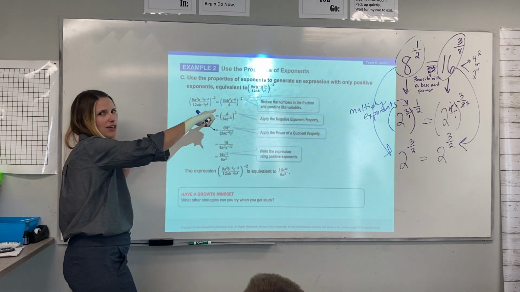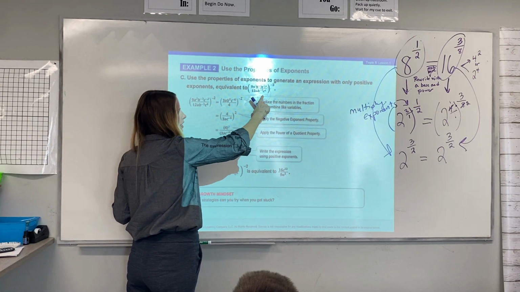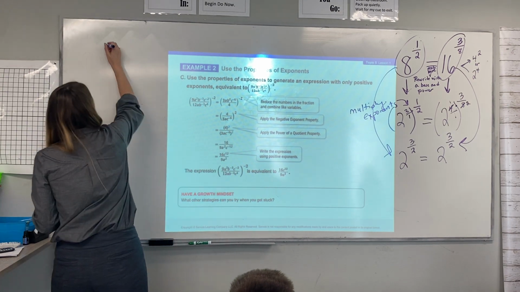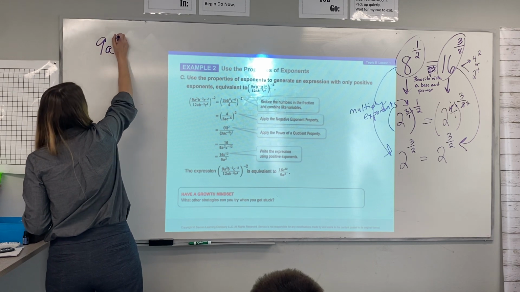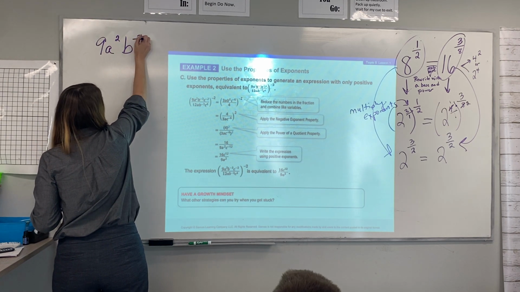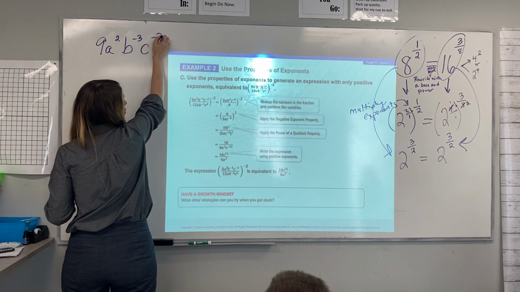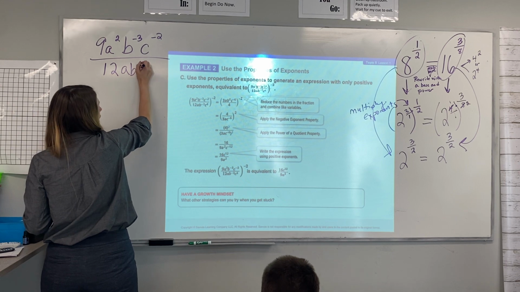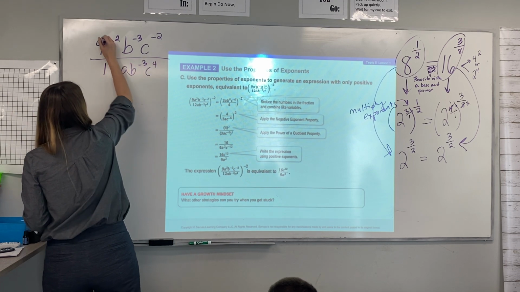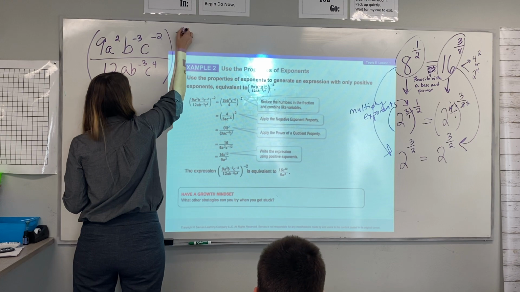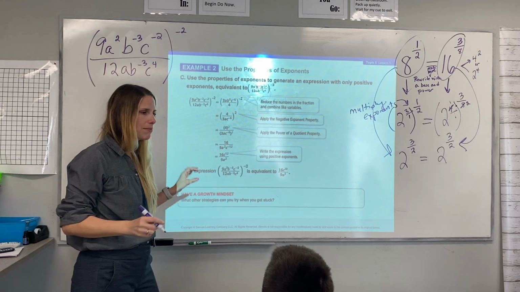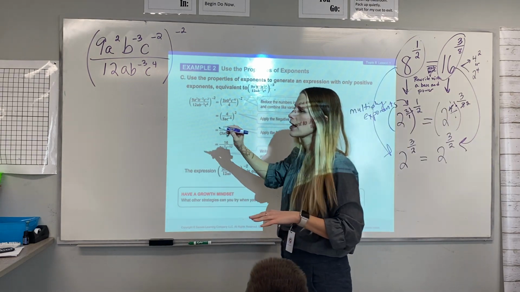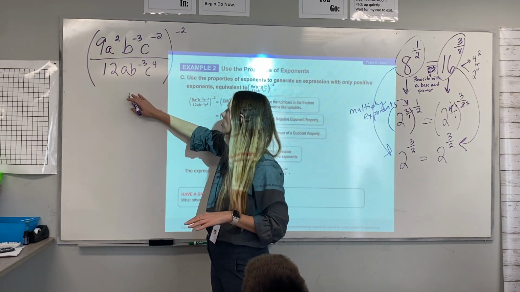Okay, speaking of things that are not complicated at all, it's so complicated that I can't even see it. So I'm gonna write it bigger. So we have 9a squared c to the -2 over 12ab to the -3 c to the 4th, all to the -2nd power. Don't copy what the book has. I'm doing it slightly different because I don't like what they did. Just kidding. It's okay. But we're gonna do it a little bit simpler here.